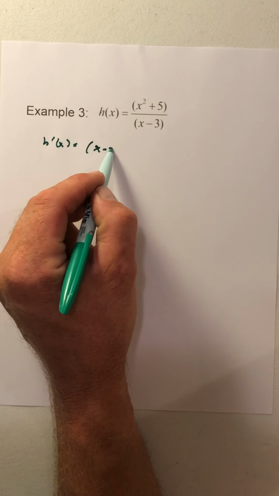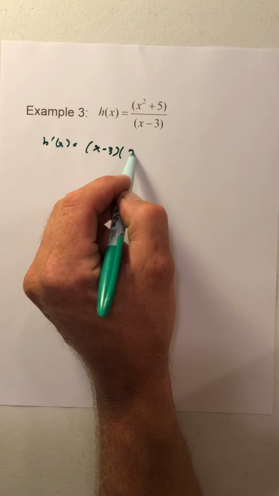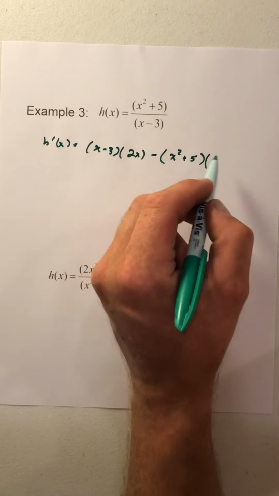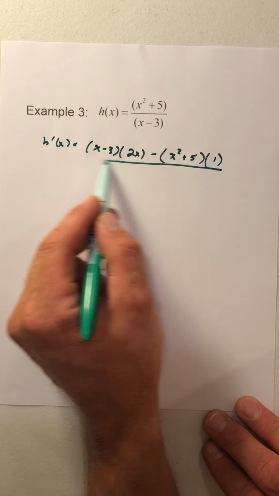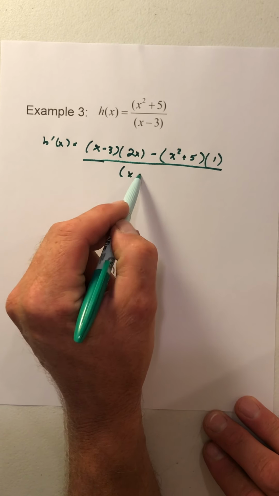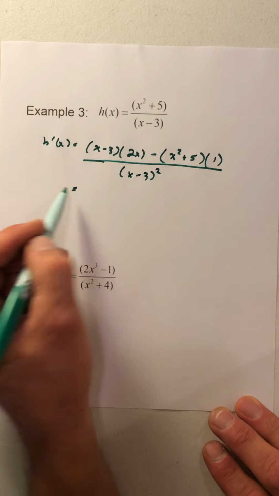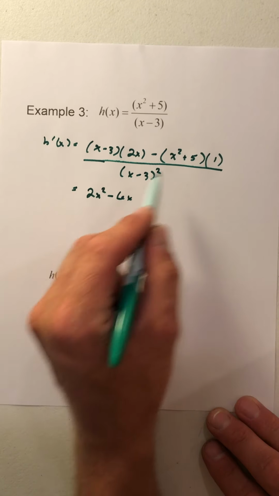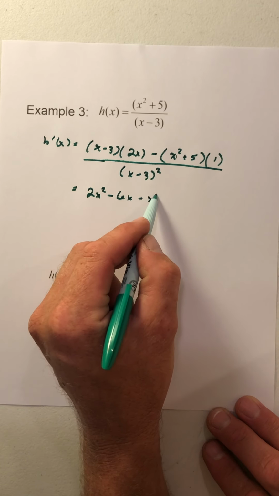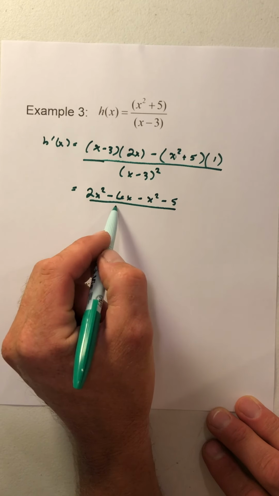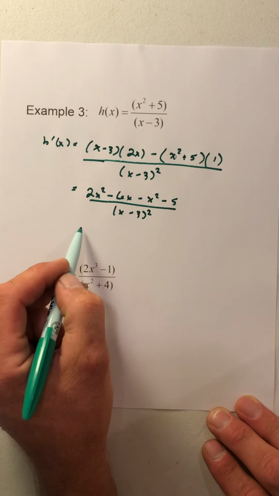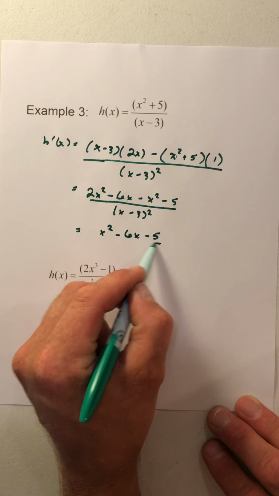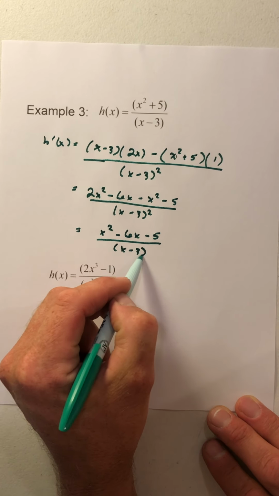So we have low x minus 3, derivative of x squared plus 5, we get 2x, minus high x squared plus 5, derivative of the denominator is 1, over x minus 3 squared. Cleaning this up, we get 2x squared minus 6x minus x squared minus 5, and that's over our x minus 3 squared. Cleaning that up, we end up with x squared minus 6x minus 5 over x minus 3 squared.